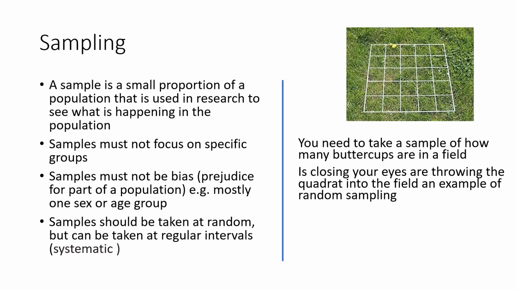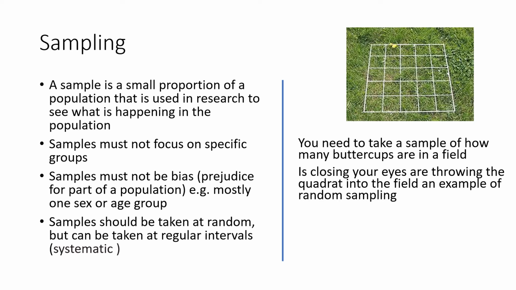So for example, if I was to take a sample from a bunch of students, I would have to take some male, some female, and I'd have to take some from every year group. If I only took my sample from year 7, well, that would be a biased sample because the sample does not represent the entire school population.